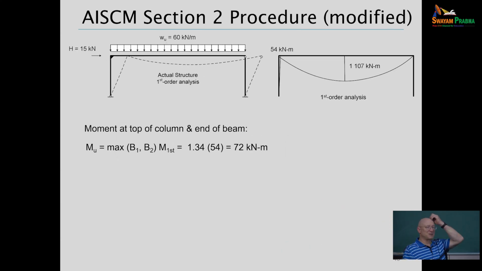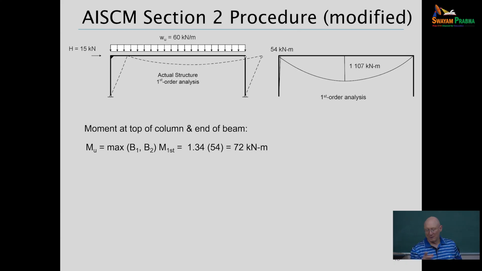All right, that's the NTLT method of using first-order analysis with amplifiers. One way of doing things that's very popular in U.S. practice is to just take the maximum B1 and B2. Usually it's B2 that's going to be the larger number, and multiply your first order moment by that, from just your ordinary analysis of the frame. All right, so 1.34 is our maximum amplifier.